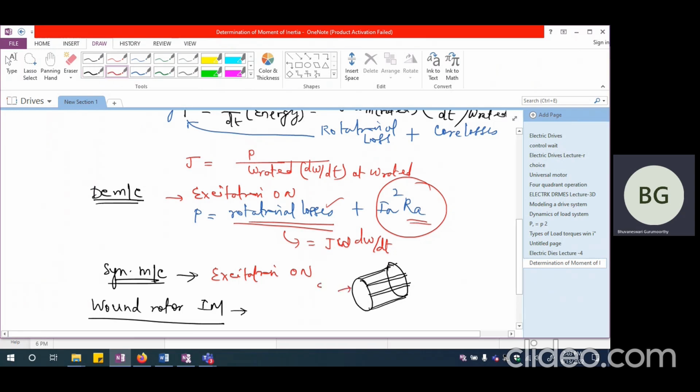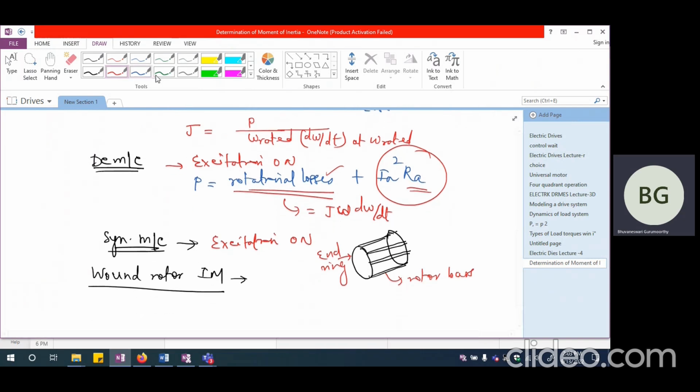What I have here is the end ring. And these are going to be rotor bars. They are short circuited already with the help of the end ring. So you would not be able to disconnect or measure the current, or interfere with the working of the rotor itself in the case of a squirrel cage induction motor.